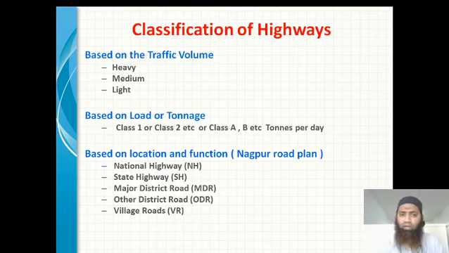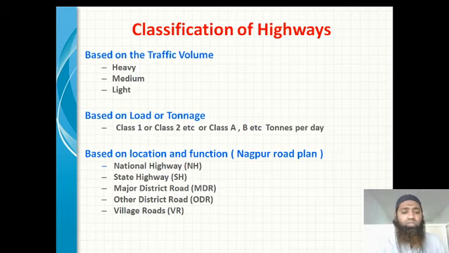In heavy traffic volume, the number of vehicles is very high, and in the medium the number of vehicles is lesser than in the heavy. In the heavy volume, faster moving vehicles are classified under heavy, and those a little bit slower come under medium, and the next comes under light.